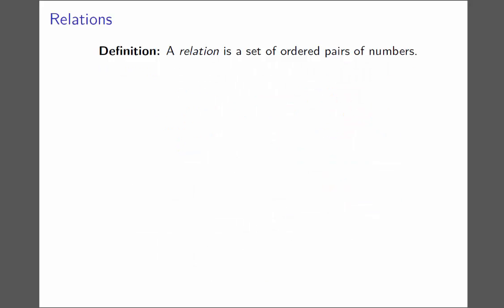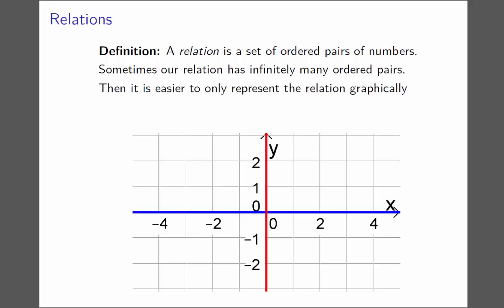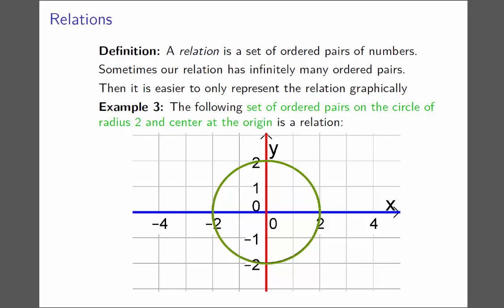In our examples so far, the relations have had a finite set of ordered pairs. But sometimes our relation has infinitely many ordered pairs. In this case, it is easier to only represent the relation graphically, instead of writing them in a list. For example, the set of ordered pairs on the circle of radius 2 and center at the origin is a relation, because it's a set of ordered pairs.